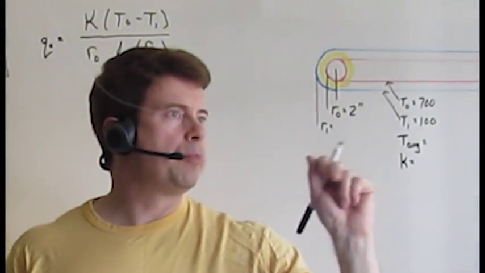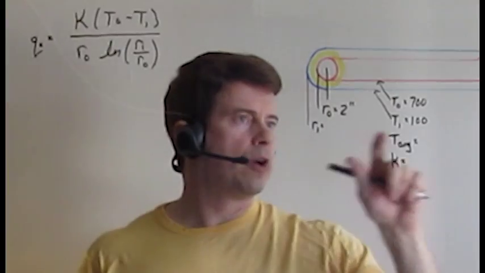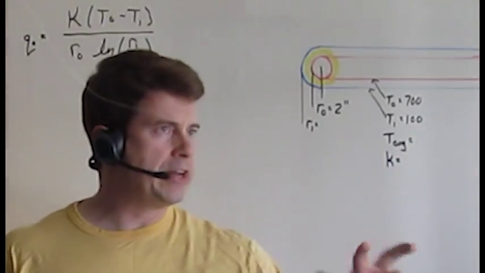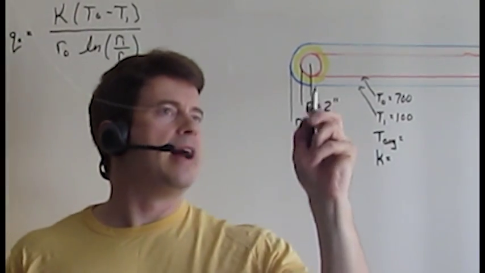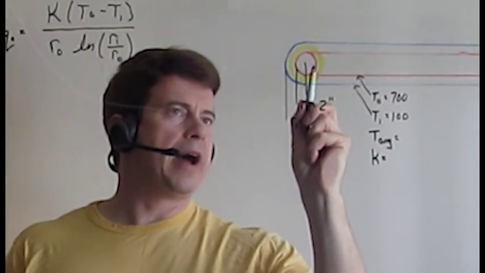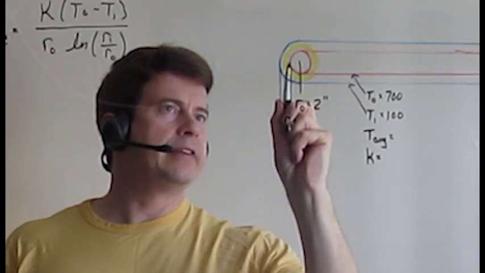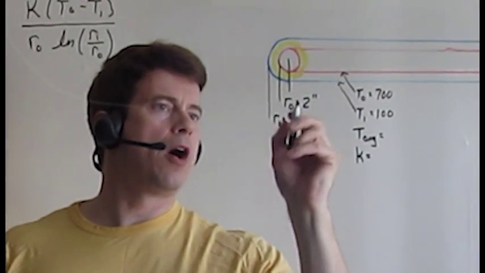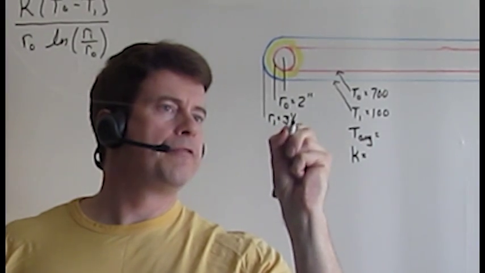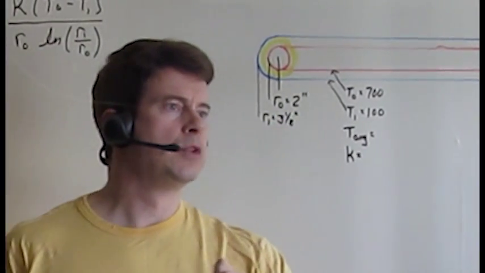So looking at the example of our pipe, with the given information, we may think that it's overspecified, but in actuality it's not. We're starting out with a 4-inch pipe, and in the first case we're starting out with 1.5 inches of insulation, which would then give us an R1 of 3.5 inches.